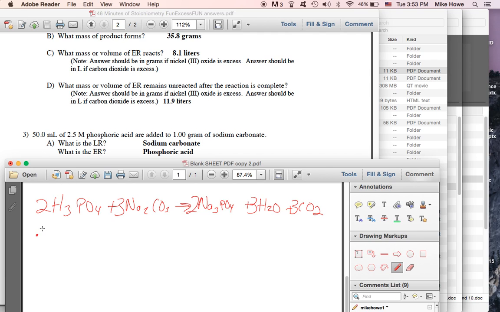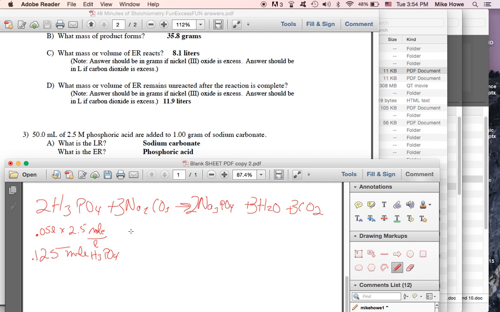All right, so now we've got 50 milliliters of 2.5 moles per liter. So 50 milliliters is 0.05 liters. If you multiply that by 2.5 moles per liter, you'll notice that liters cancel. So you've got 0.05 times 2.5. I did that incorrectly, I think. So 0.05 times 2.5 is 0.125. And that would be moles of phosphoric acid.